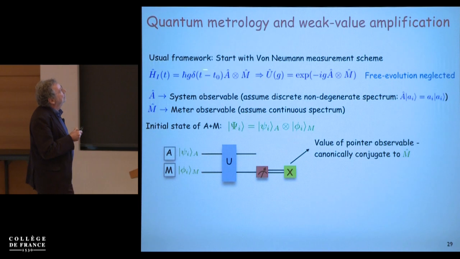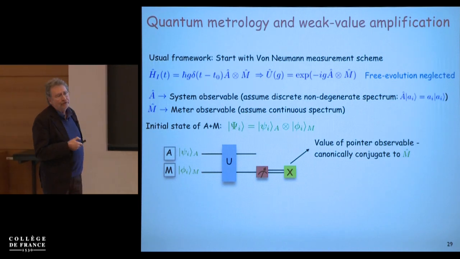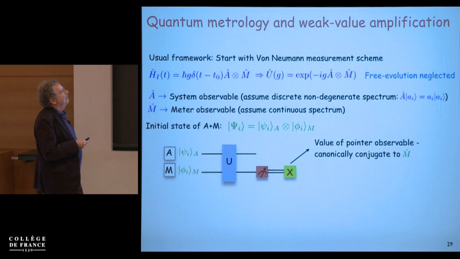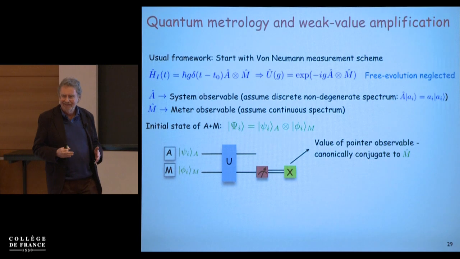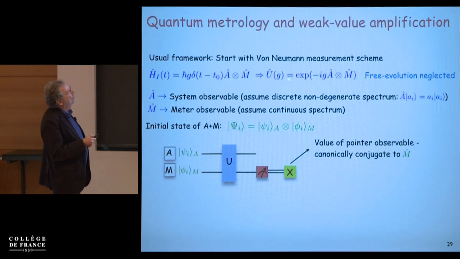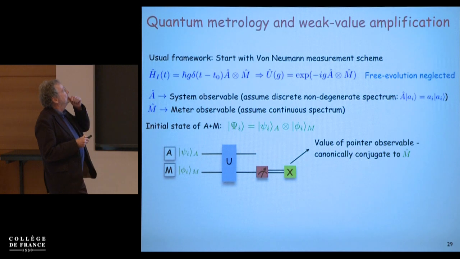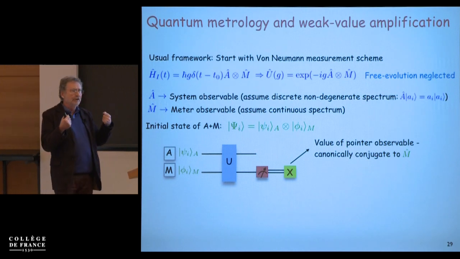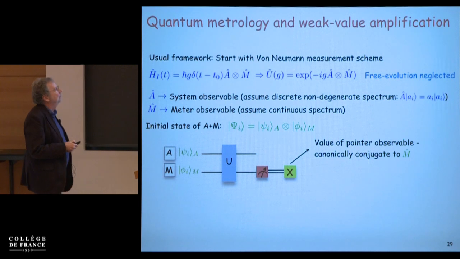In order to do that, let's start with just the usual measurement scheme, which was studied by von Neumann a long time ago. You start with some interaction Hamiltonian between the system to be measured and the pointer, which is given by this expression. You see I have a delta function here, which means that it's a fast interaction between system and the measuring apparatus. The corresponding evolution operator is given by this expression here. And here we neglect the free evolution just because this interaction occurs in a very short time. So we don't care about free evolution.